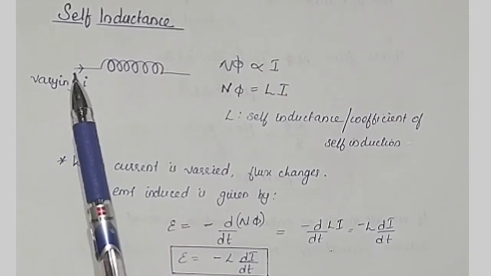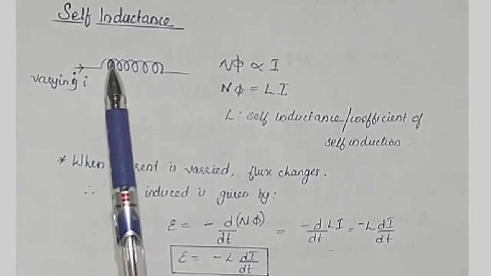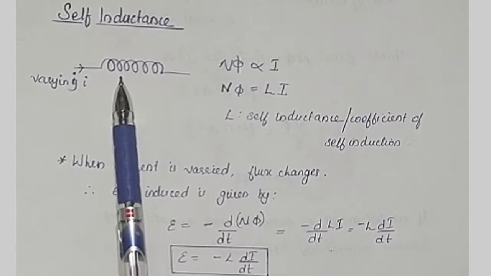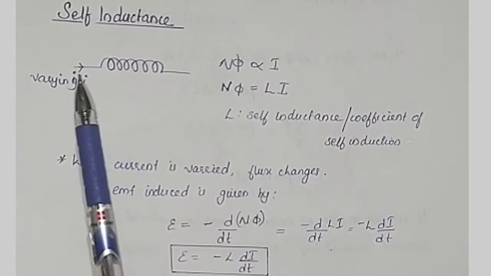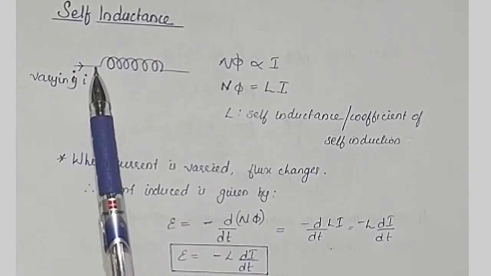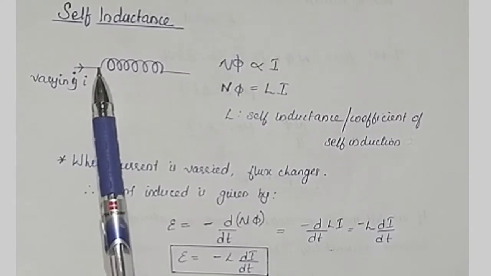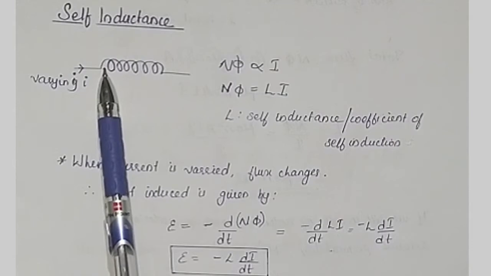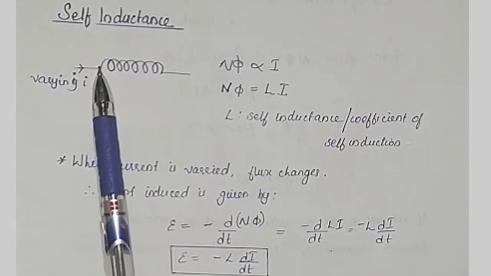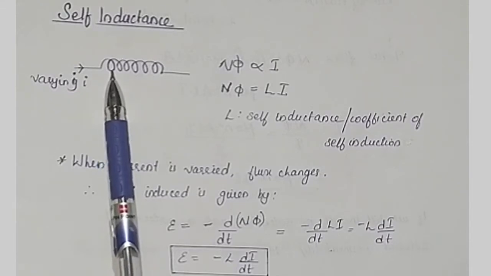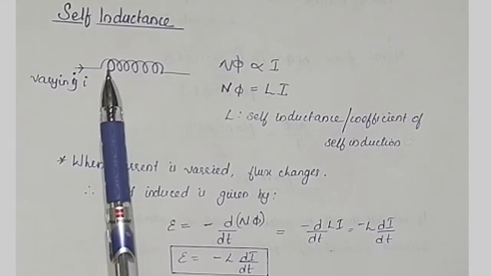as we told, we are going to vary the current through a coil. We know that a current carrying coil produces magnetic field, and if the current passed through this coil is changed or varied, then the magnetic field produced also varies.